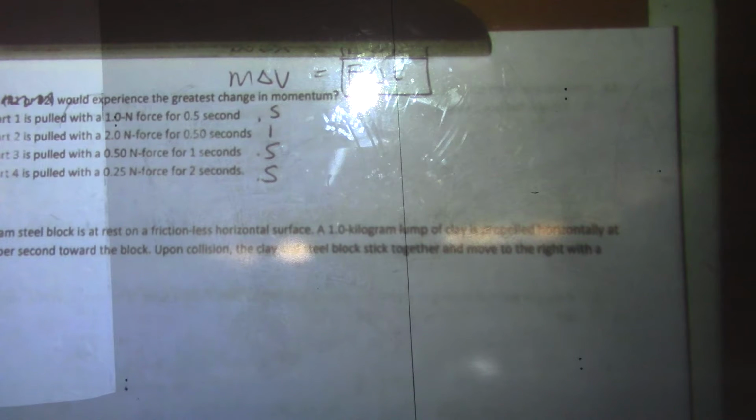We've got a 3 kilogram steel block at rest on a frictionless surface, and a 1 kilogram lump of clay is propelled horizontally at 6. So 1 is coming in at 6, and 3 is at rest. Upon collision, they stick together. So the 1 and the 3 now stick together and move to the right with the speed of what?